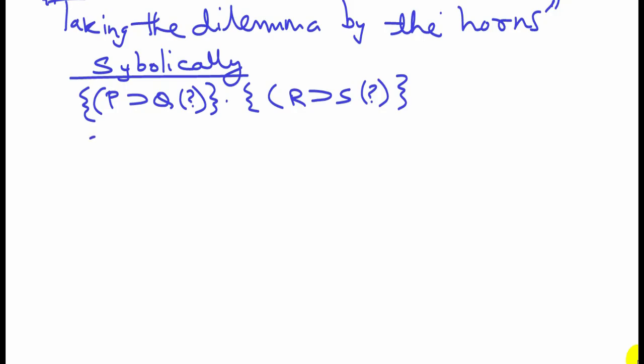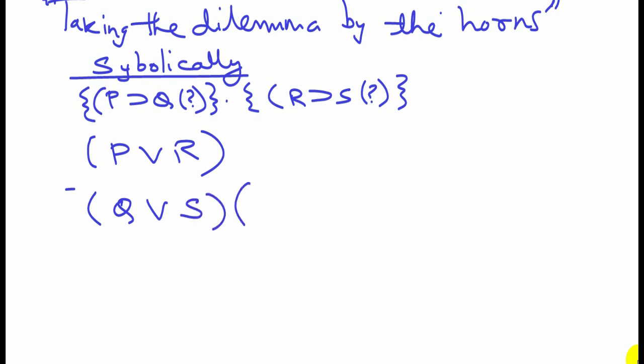And then the minor premise is, of course, P or R. Conclusion will be Q or S, but this will be a question mark because we don't know.